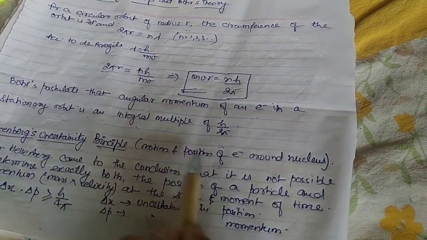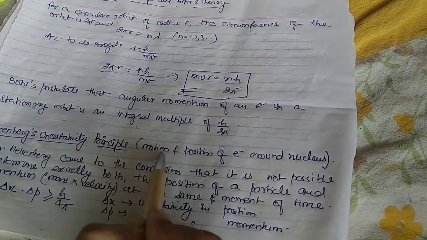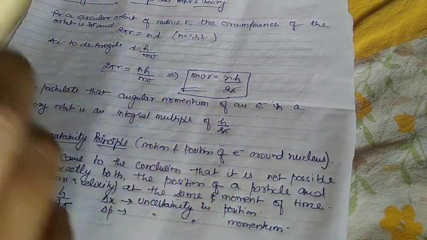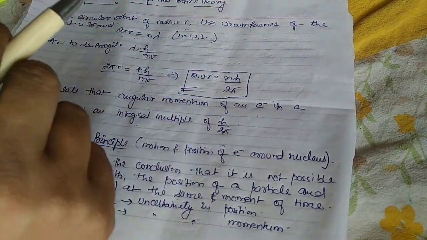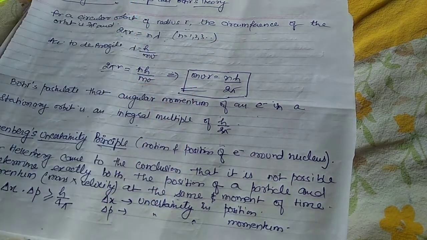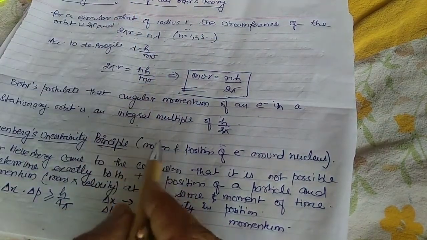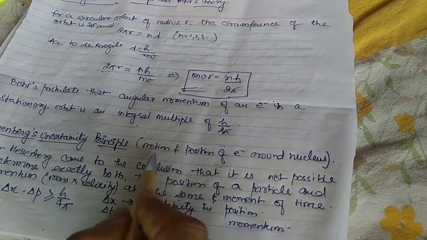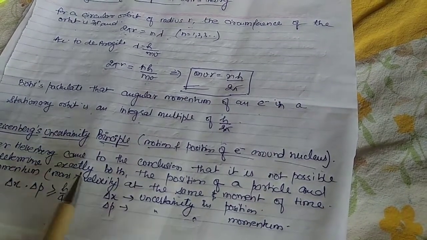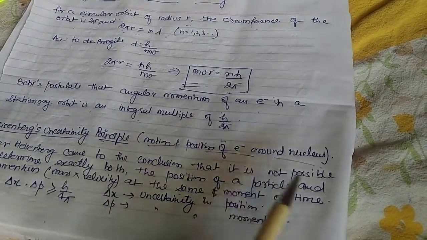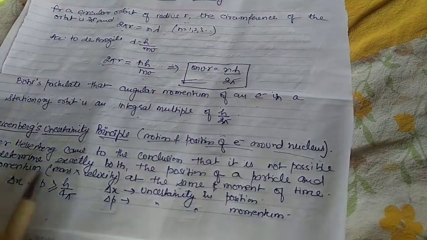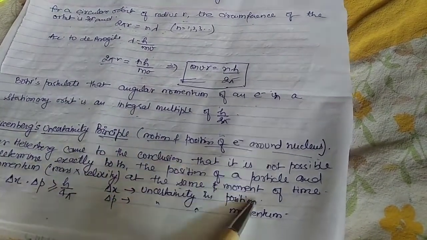He predicted the motion, and this principle is associated with the motion and position of the electron around the nucleus. Where the electrons are located around the nucleus, how they are located, what is the motion of the electron, what is the velocity, all these things were considered by Heisenberg. Werner Heisenberg came to the conclusion that it is not possible to determine exactly both the position of a particle and its momentum at the same moment of time.